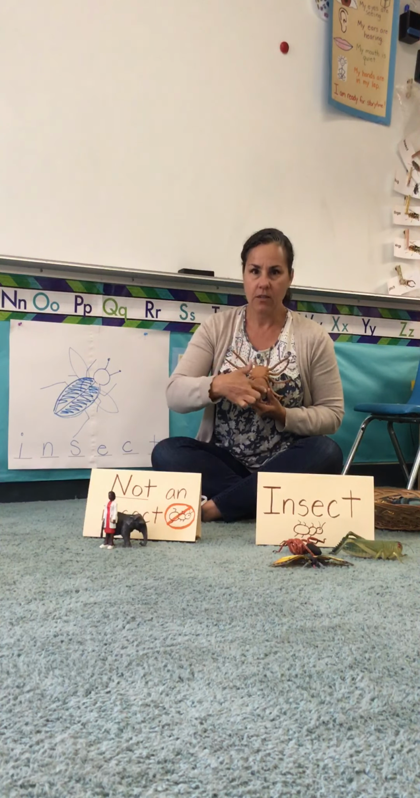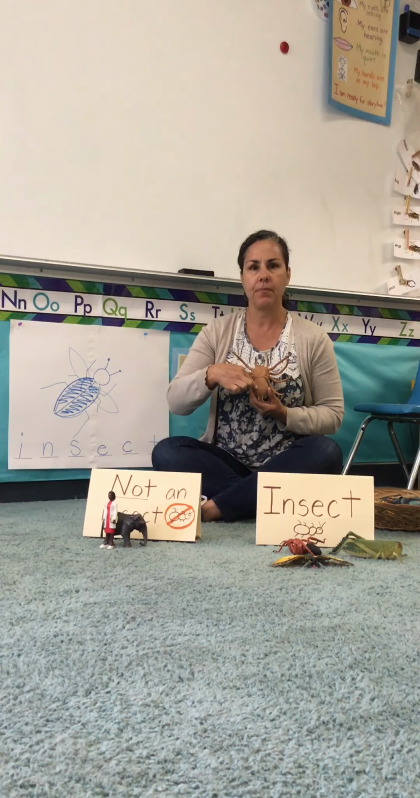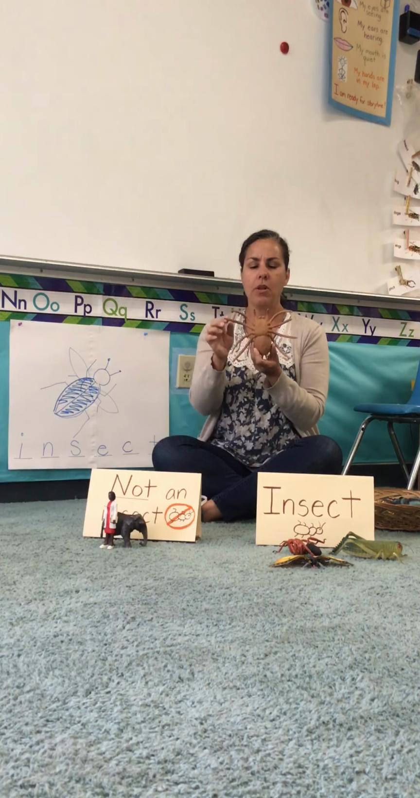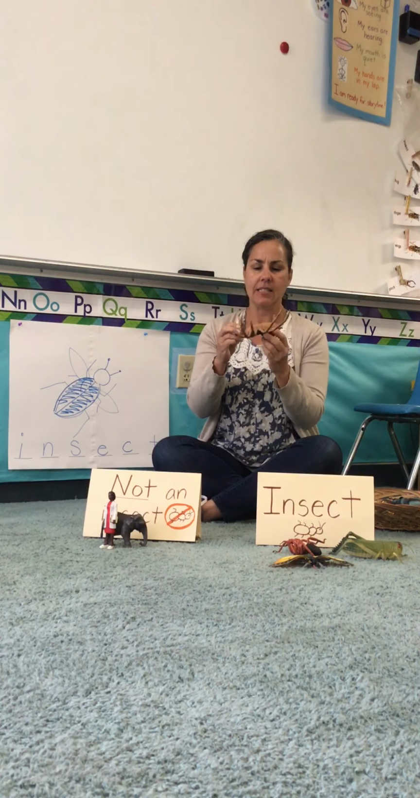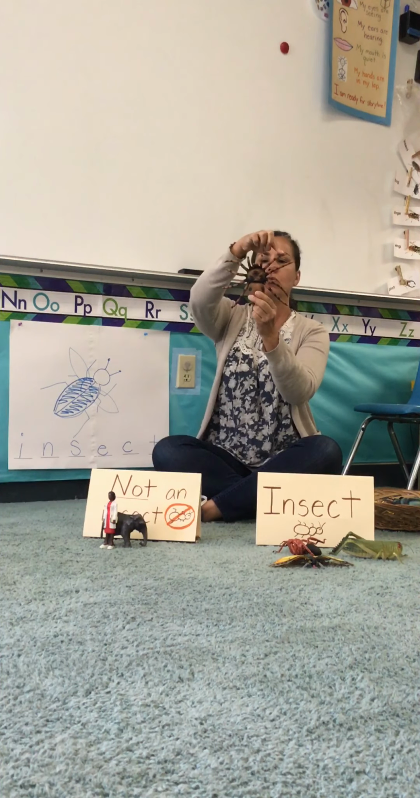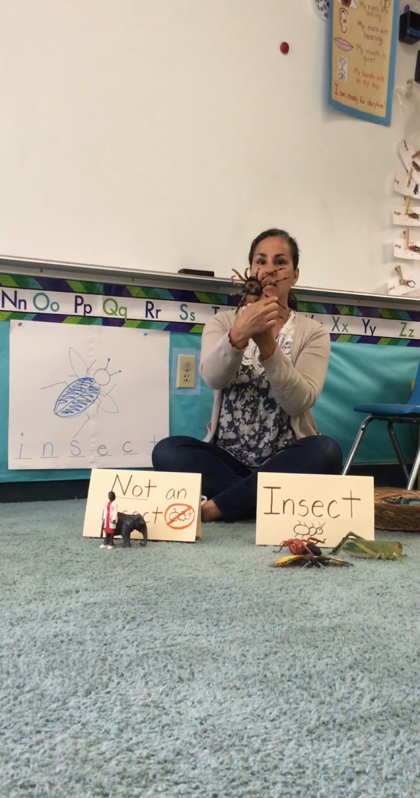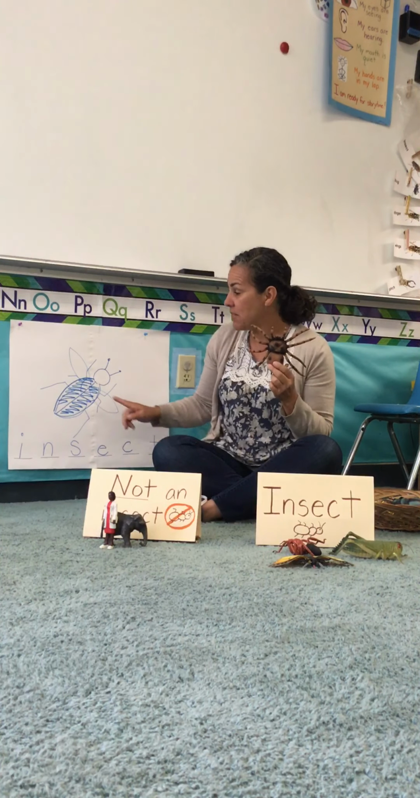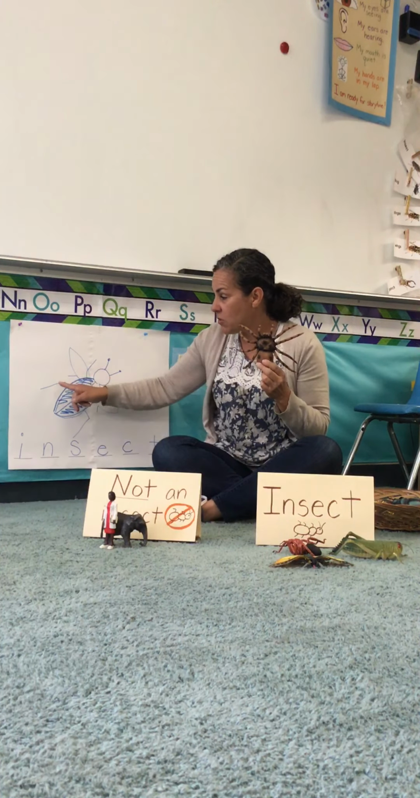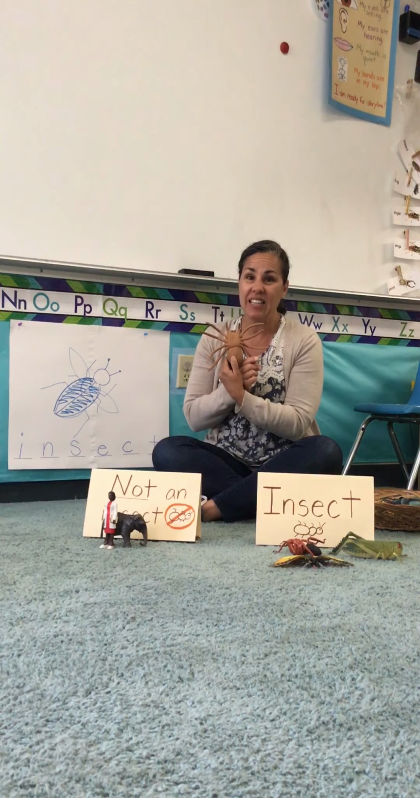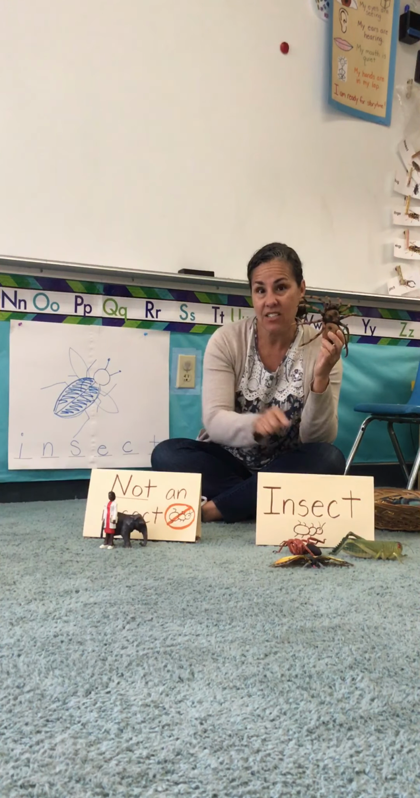Okay. Now, let me count its body parts. I see 1, 2. Oh, it's just got 1, 2. That's not like an insect. An insect has 1, 2, 3. What about its legs? Let's count. 1, 2. Let me turn that around. Sorry. 1, 2, 3, 4, 5, 6, 7, 8. That's also not like an insect because an insect has 1, 2, 3, 4, 5, 6 legs. So 2 body parts, 8 legs. Is that an insect or not an insect?